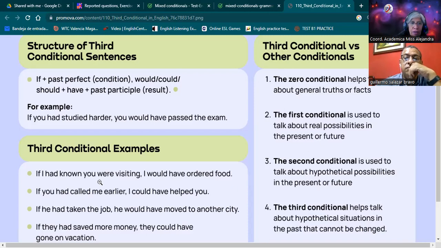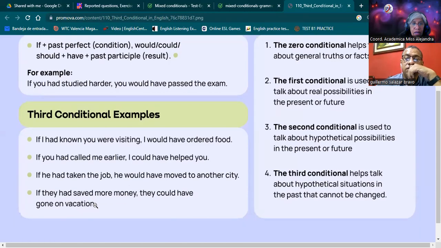So in this first example, I didn't know they came, so I didn't order food. In the second one, you didn't call me, so I didn't help you. In the third case, he didn't take the job offered, so he didn't move. In the fourth sentence, they didn't save any money, so it was impossible for them to go on vacation. So the third conditional always talks about things that didn't happen. So we're not talking about hypothetical things that have a possibility to happen, but things that didn't happen at all. Okay, that's the third conditional meaning.